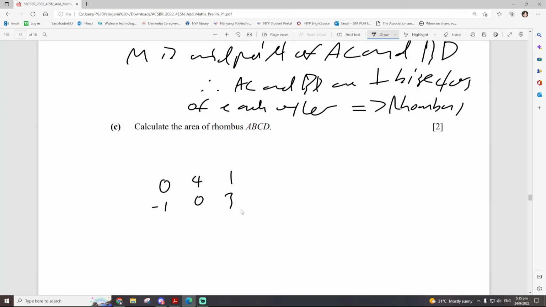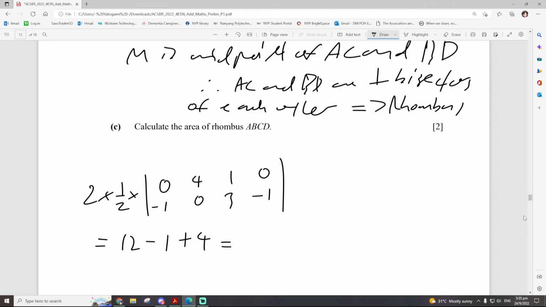So you will get 2 times half times the shoelace, then I put the initial point again. I choose my points so that I can eliminate as many terms as I can with many zeros. So I'll get 12 minus 1 plus 4, and just like that, the answer is 15. Okay, cool.